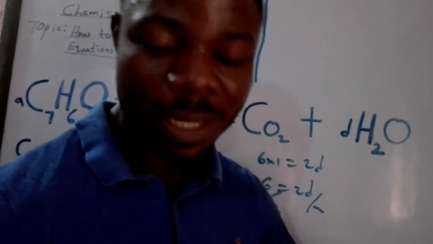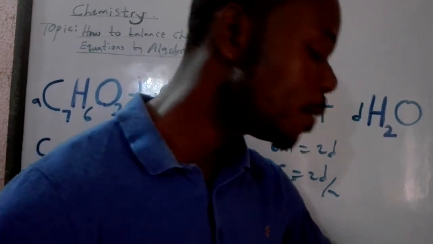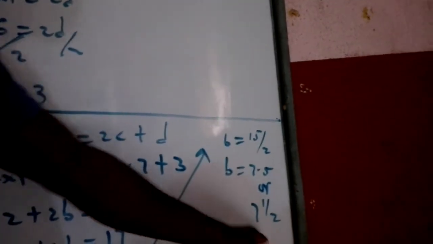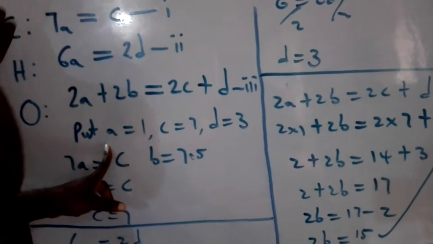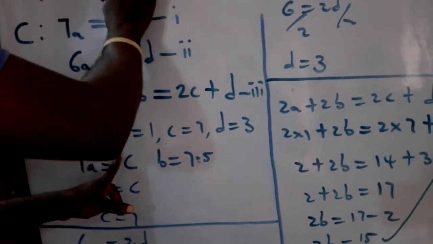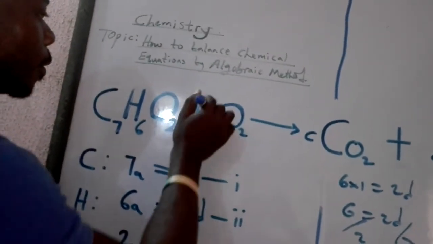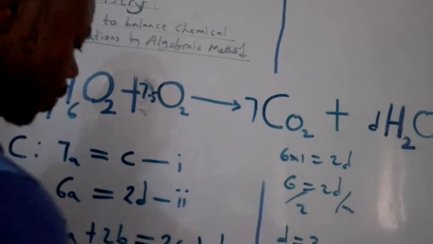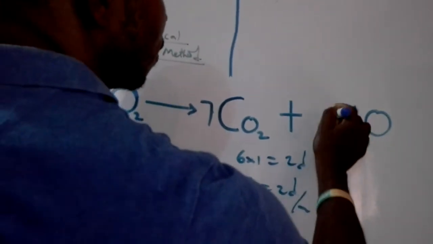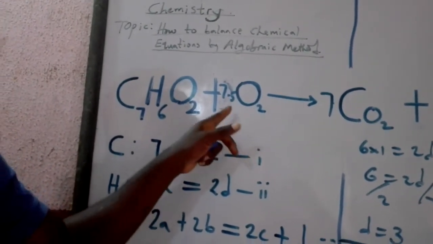in a chemical equation we don't use half atoms. There's nothing like half atoms. Rather, we have an atom, one. So you multiply all your answers, all the numerical values, by 2. So meaning, normally you're supposed to have 1 here. Then B, what is our B? 7.5. Then C is 7, you can put 7 here. Then D is 3, you can put 3 here. By assumption, this is balanced, but we don't have half atoms. So you multiply everything by 2.